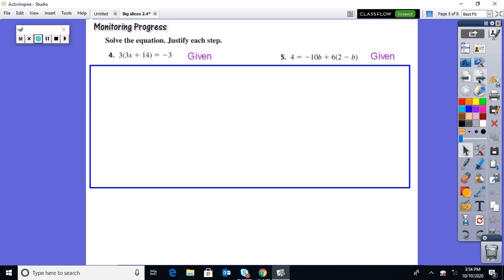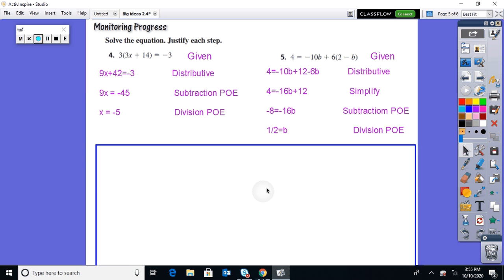All right, pause the video here. We'll talk about the monitor progress when you come back. And back again. So hopefully you look a little something like this, my friends. First one, you have to distribute, then subtract and divide.